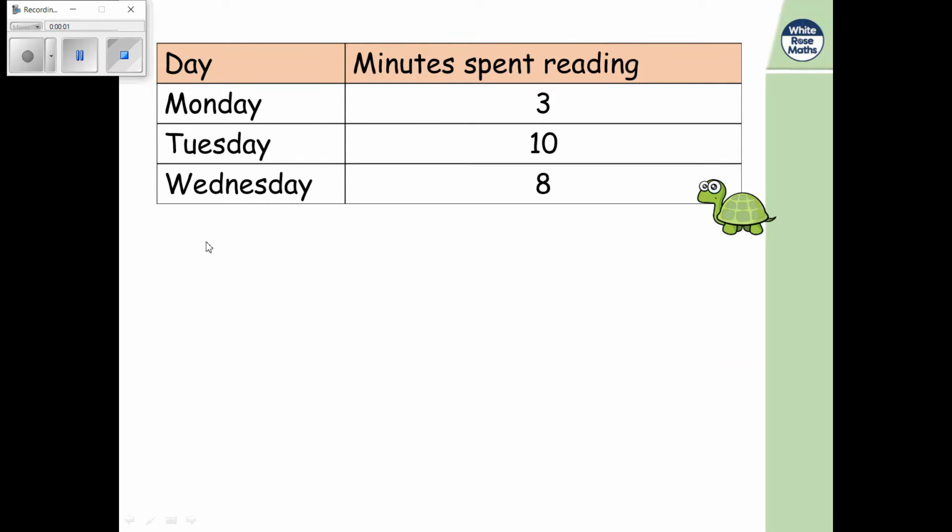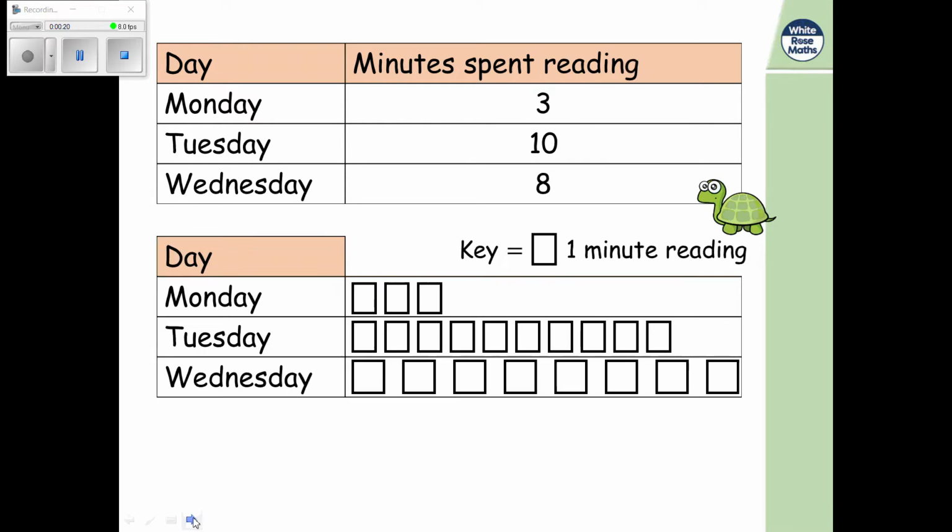So moving on to looking at some pictograms now. So this is our table, and we are not doing tally charts, so we're doing pictograms. So this is our chart to go off of first. So the days are Monday, Tuesday, Wednesday, and the minutes spent reading. Monday they spent 3 minutes, 10 minutes on Tuesday, and 8 minutes on Wednesday. So this key here means they have done 1 minute reading.